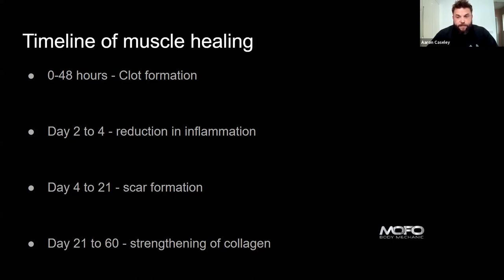So 0 to 48 hours, it's weak, don't do too much. Day 2 to 4, it's still weak. You know, you might do some isometrics at this point. Day 4 to 21, you've still got the weak tissue. So again, we're careful in terms of what we're doing. Day 21 to day 60, then we can start to become a little bit more vigorous or aggressive with our interventions.